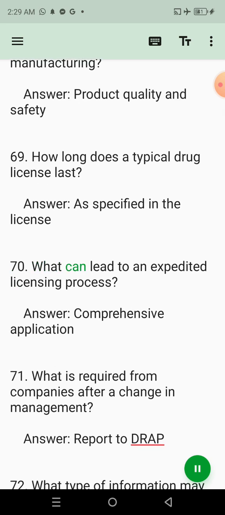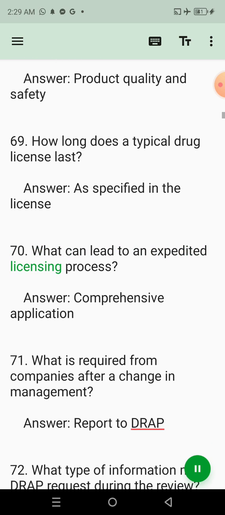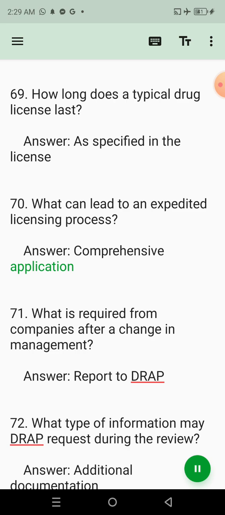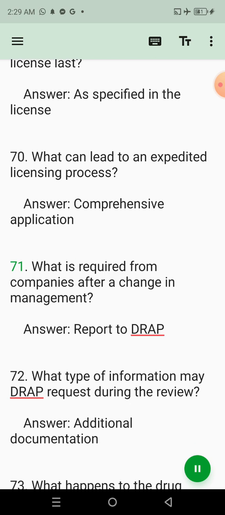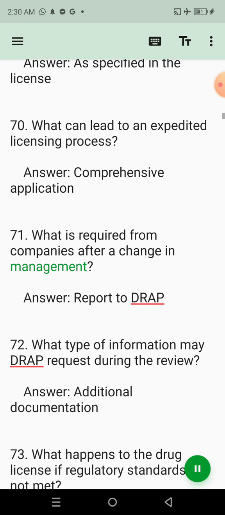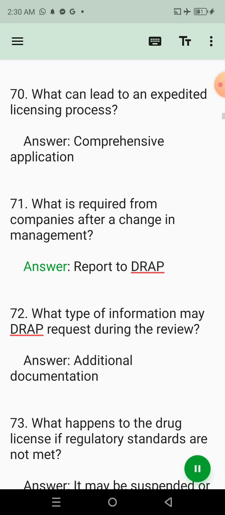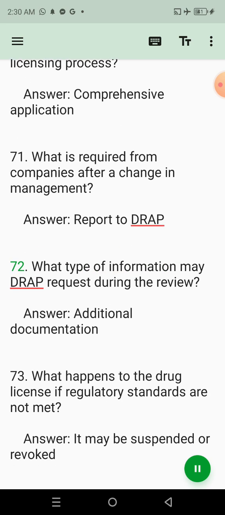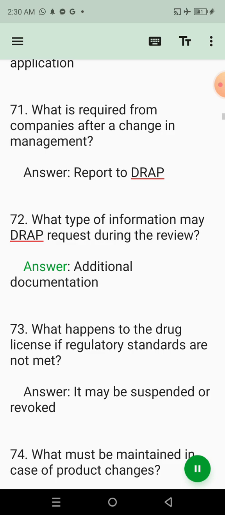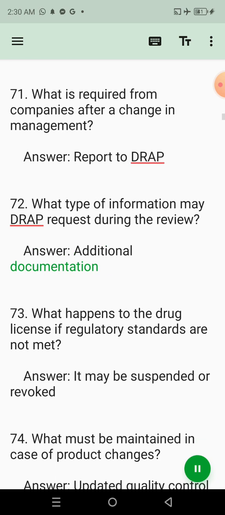70. What can lead to an expedited licensing process? Answer: comprehensive application. 71. What is required from companies after a change in management? Answer: report to DRAP. 72. What type of information may DRAP request during the review? Answer: additional documentation.